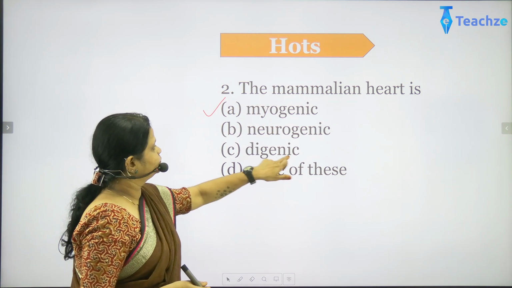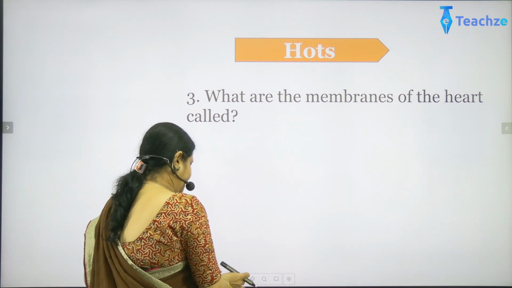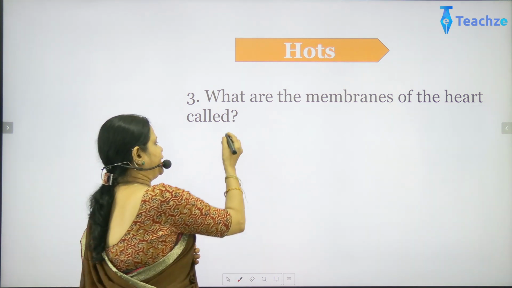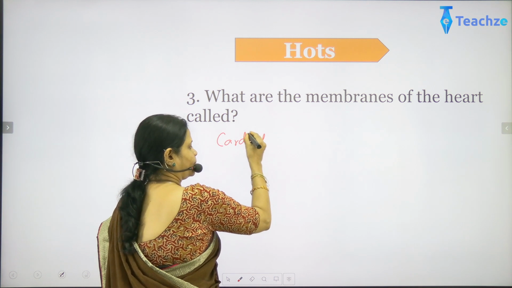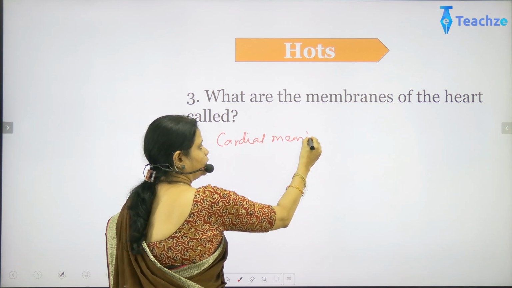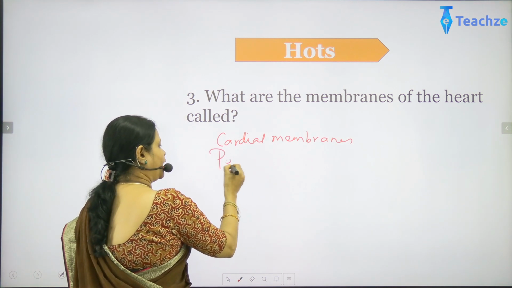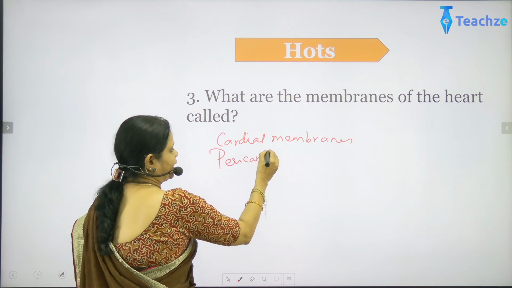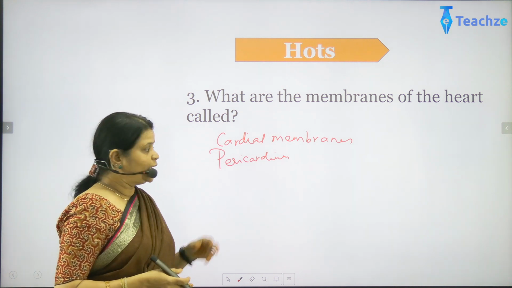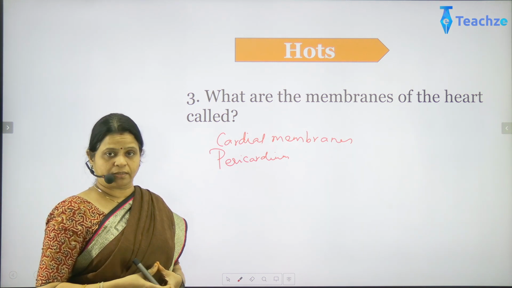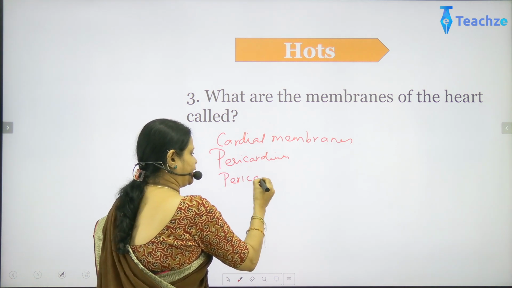Now, next question. What are the membranes of the heart called? The heart is surrounded by membranes which we call the pericardium. This pericardium protects the heart from different kinds of shocks, and it is a double membrane structure. In between the two membranes you have a fluid called the pericardial fluid.